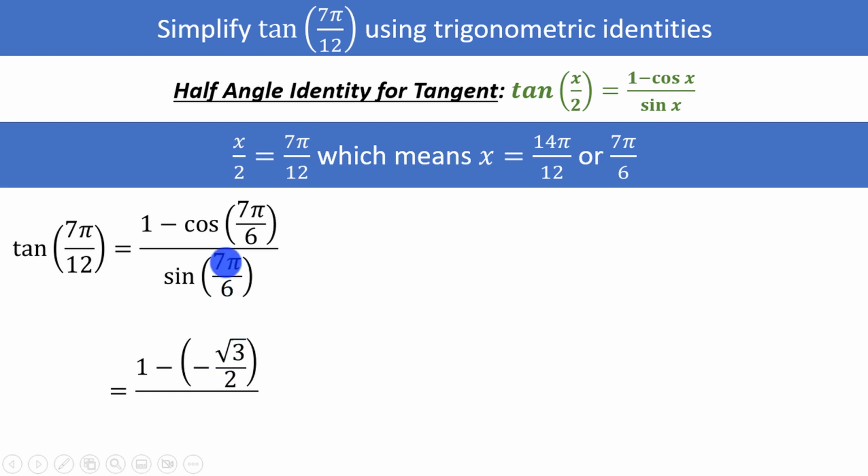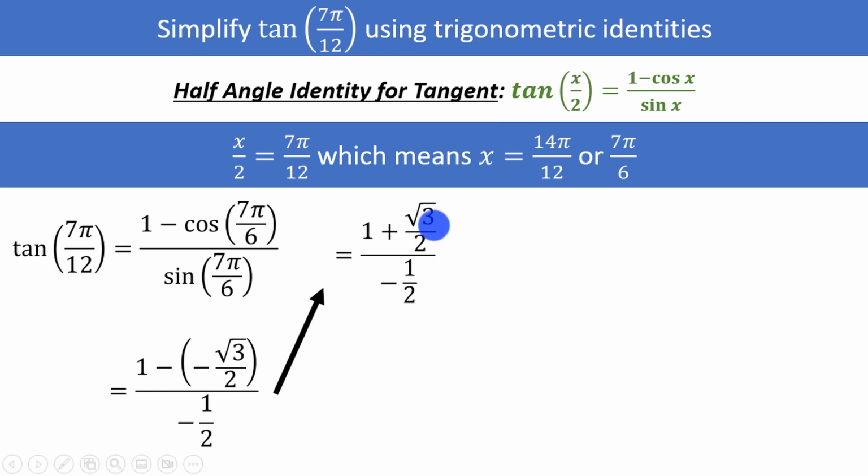Again, the reference angle for 7 pi over 6 is pi over 6, and sine of pi over 6 is 1/2. Since we are in quadrant 3 with 7 pi over 6, we will not have 1/2, but we will instead have negative 1/2, because sine is negative in quadrant 3. Simplifying, we will have 1 minus negative, which becomes 1 plus the square root 3 over 2, divided by negative 1/2.